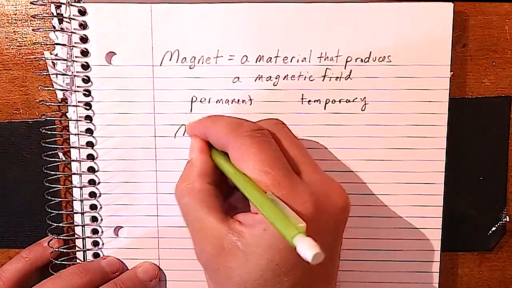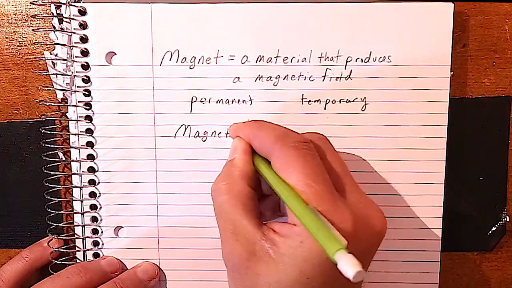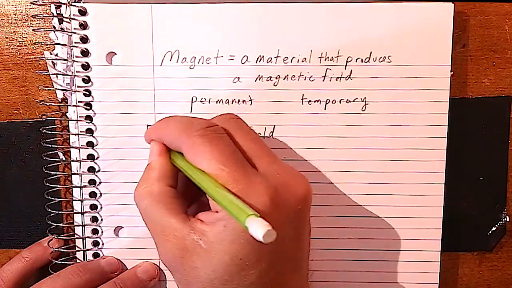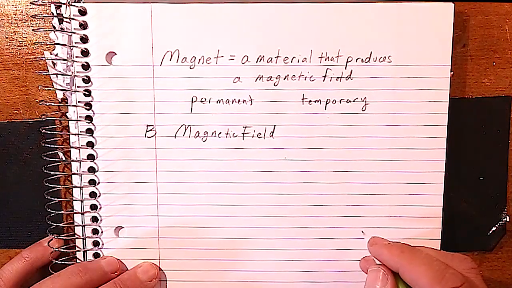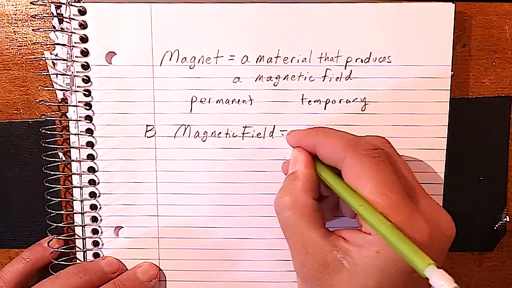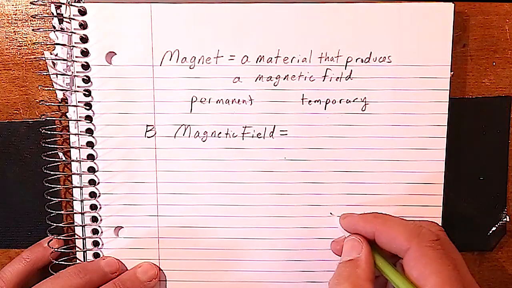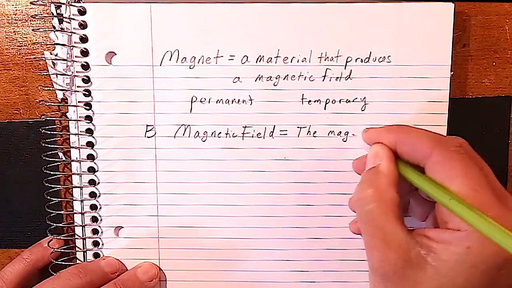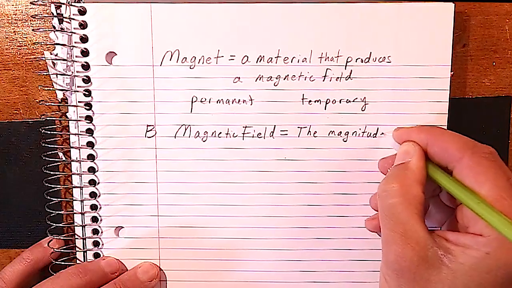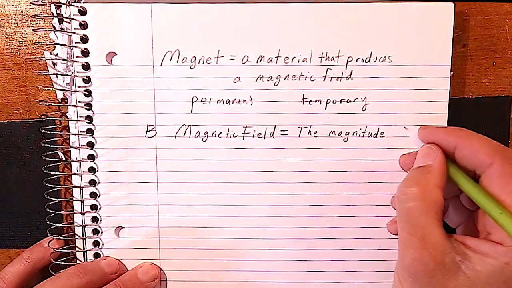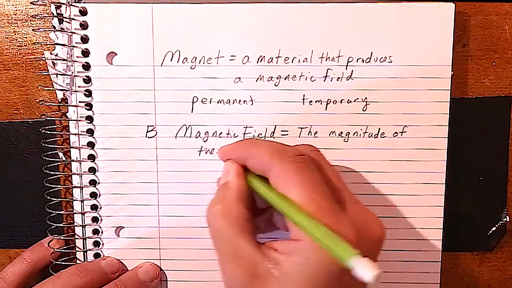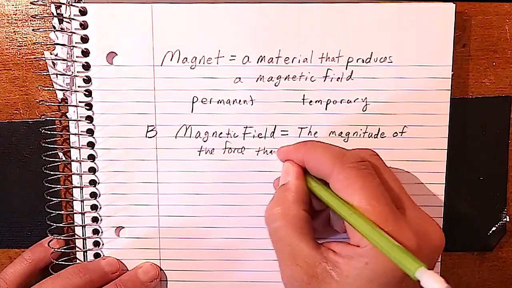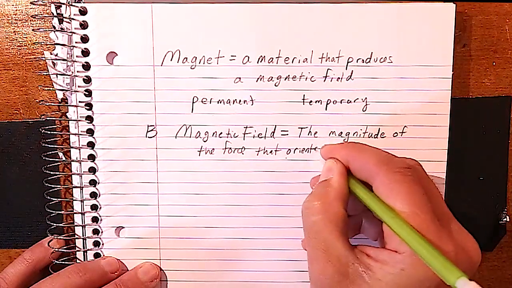So what is a magnetic field? Well, first off, in the Regents curriculum you don't need to know this, but the symbol for magnetic field is an uppercase B. And I do think if you're going to go on and do some more physics in college, that's worth knowing. So what is it? A magnetic field is the magnitude, and remember that magnitude means strength, the quantity of something, of the force that orients a compass needle.